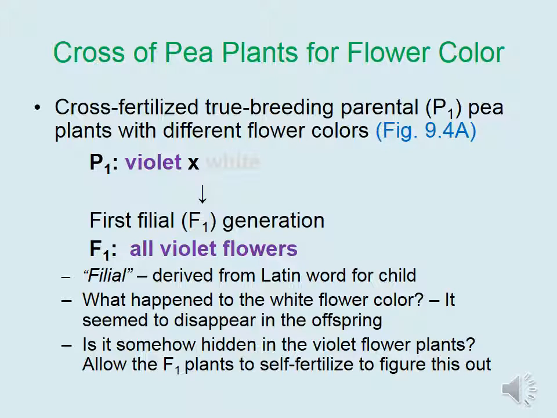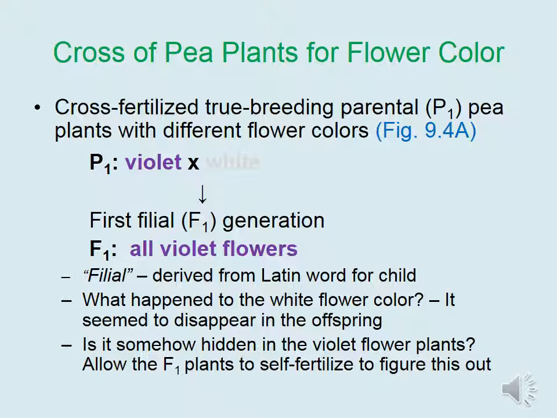Let's take a look at one of Mendel's crosses. He cross-fertilized true-breeding parental pea plants with different flower colors. He started with parents that were true-breeding for violet flowers and crossed them with pea plants that were true-breeding for white flowers. This generated the first filial generation, or the F1 generation, which had all violet flowers. Filial derived from the Latin word for child.